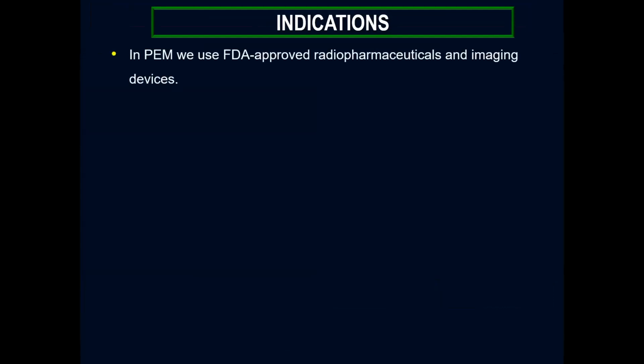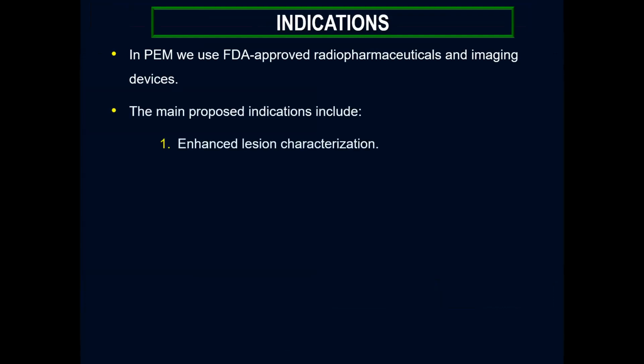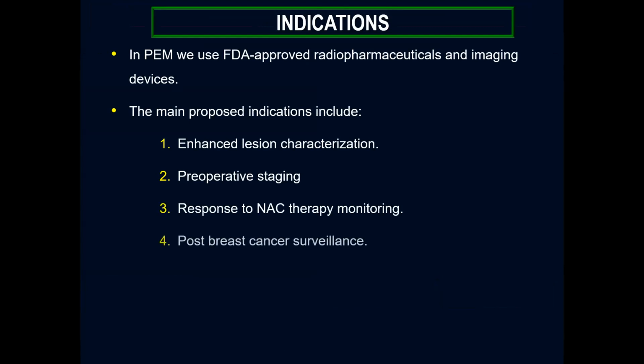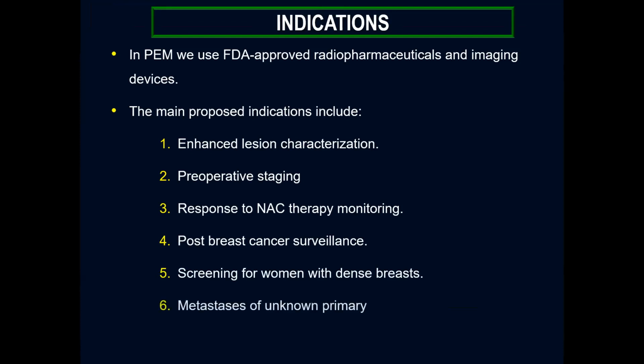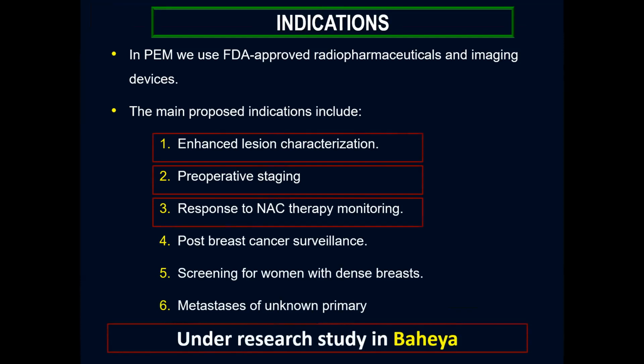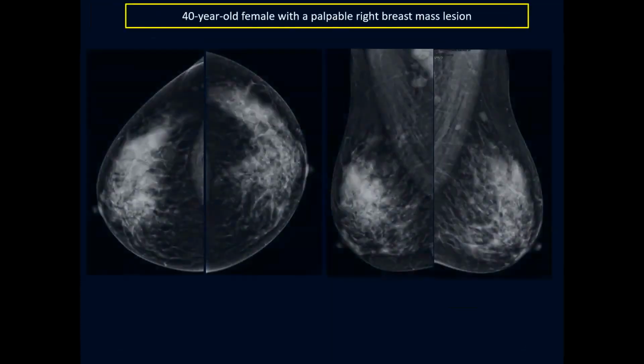In PEM, we use FDA-approved radiopharmaceuticals and imaging devices. The main proposed indications include enhanced lesion characterization and preoperative staging. We use it to assess the response to neoadjuvant chemotherapy, in post-breast cancer surveillance, and for screening women with dense breasts, and for metastasis of unknown origin. And three of these points are under research in Baheya Hospital.